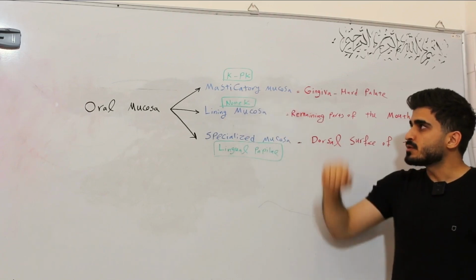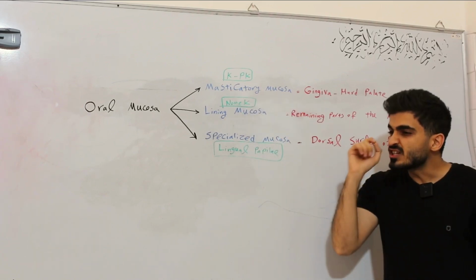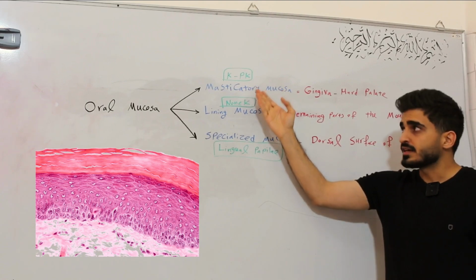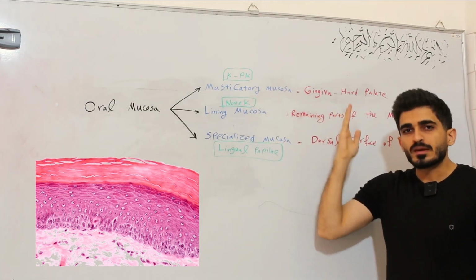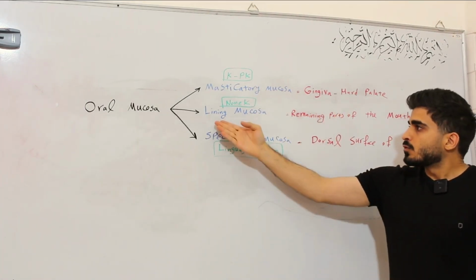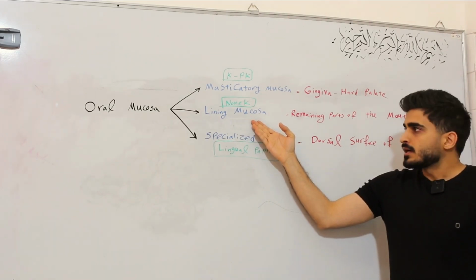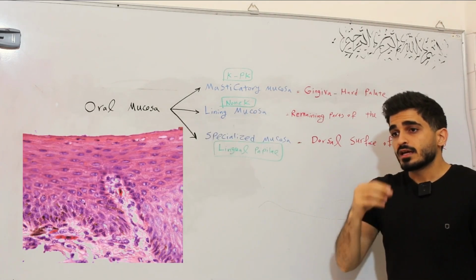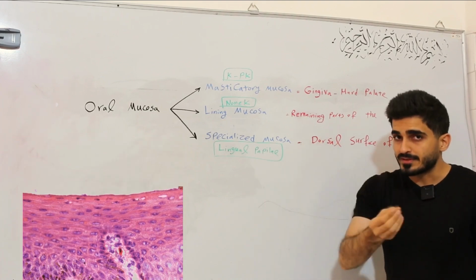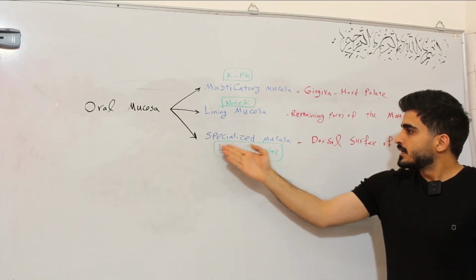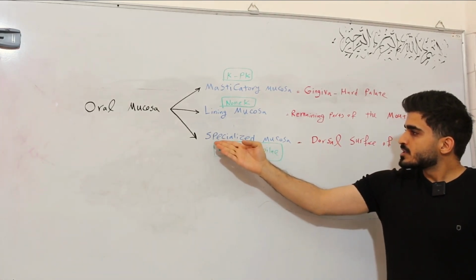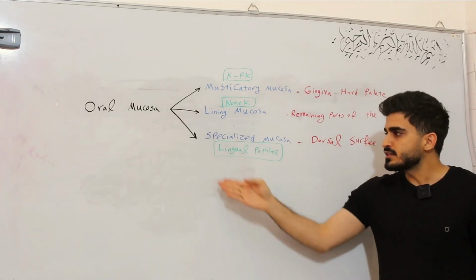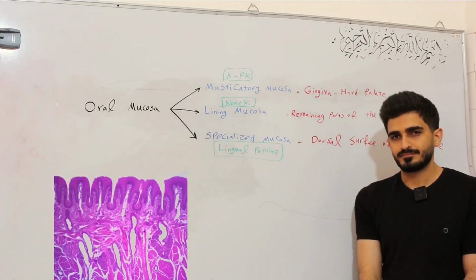Masticatory mucosa has a keratinized or parakeratinized stratified squamous epithelium, while lining mucosa consists of non-keratinized stratified squamous epithelium. And specialized mucosa contains lingual papillae.